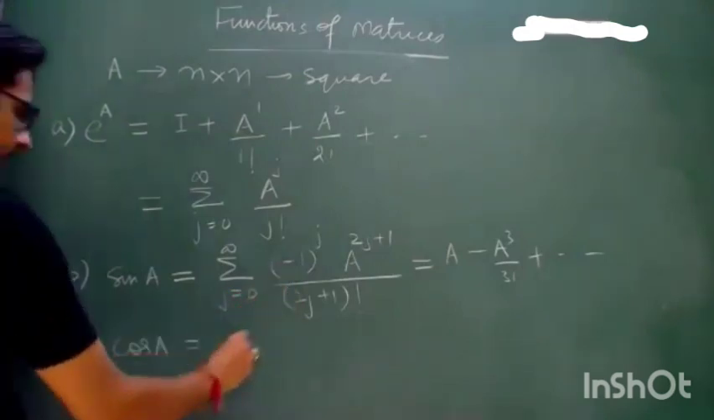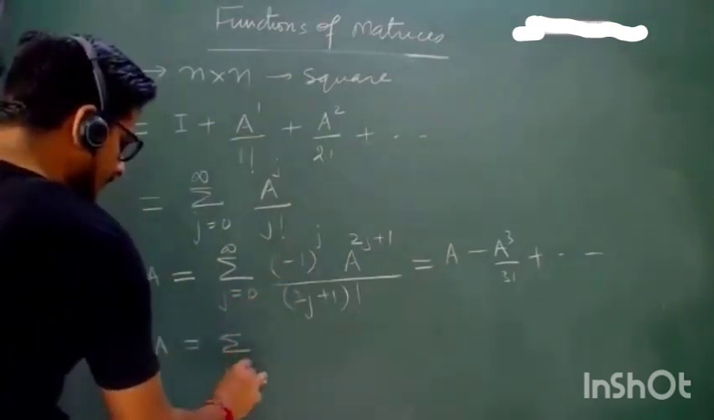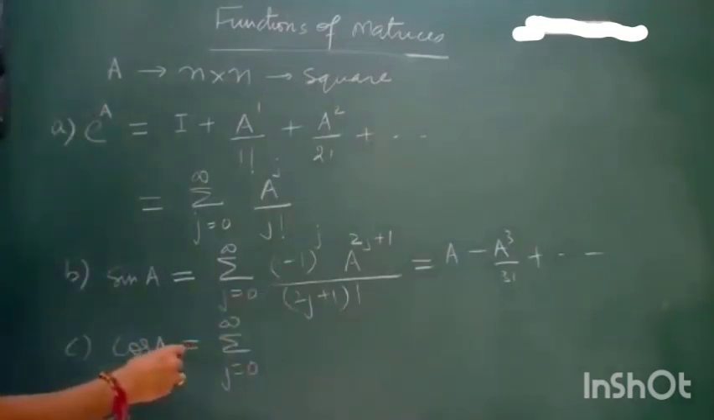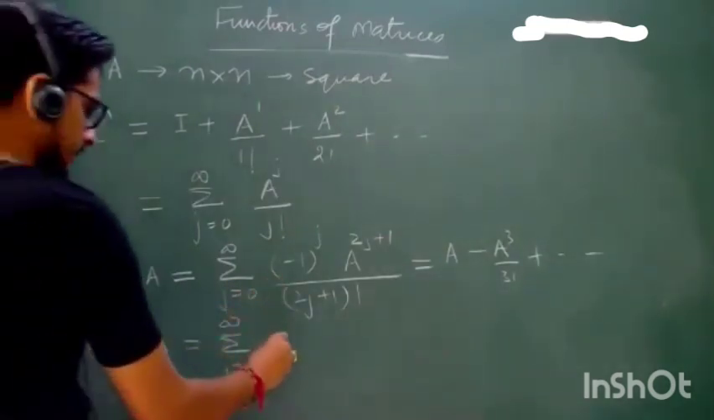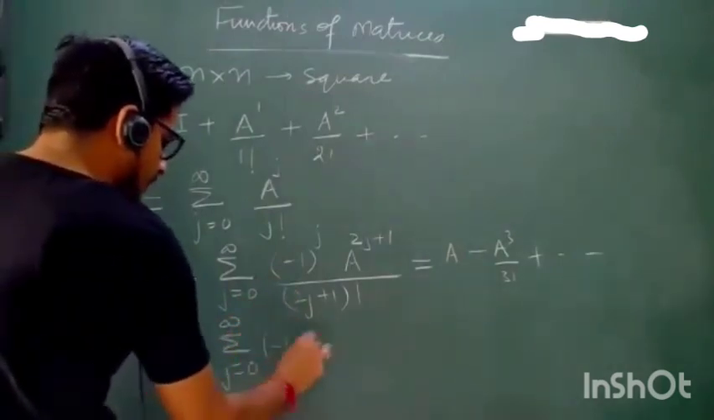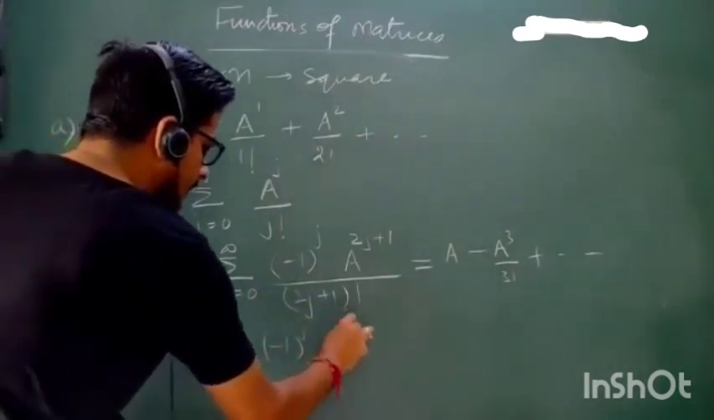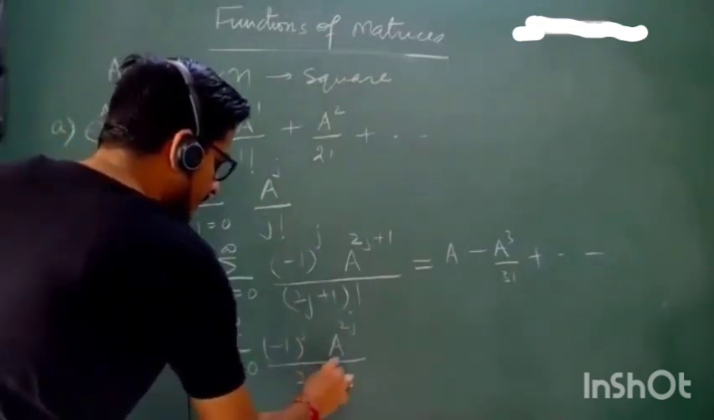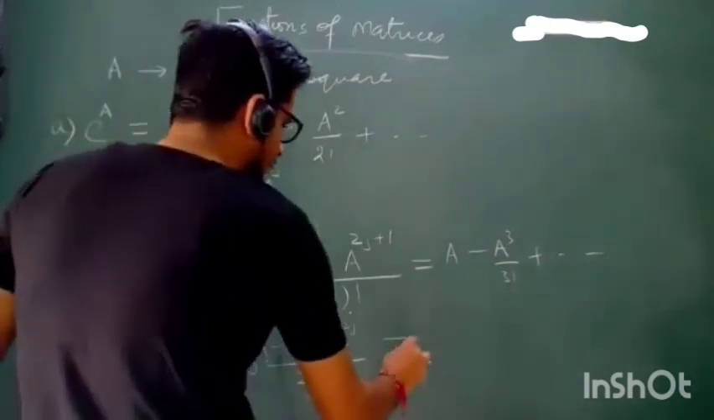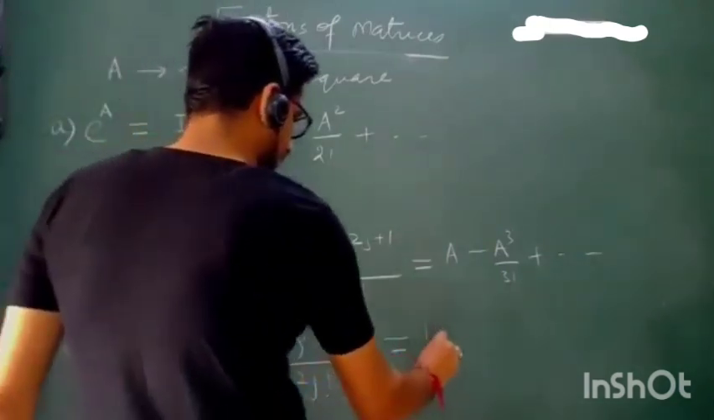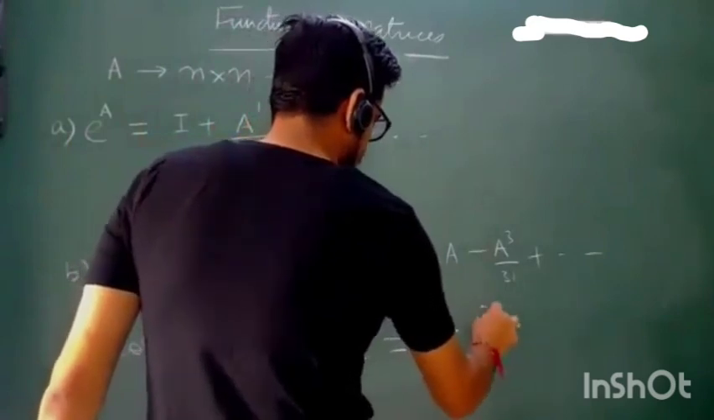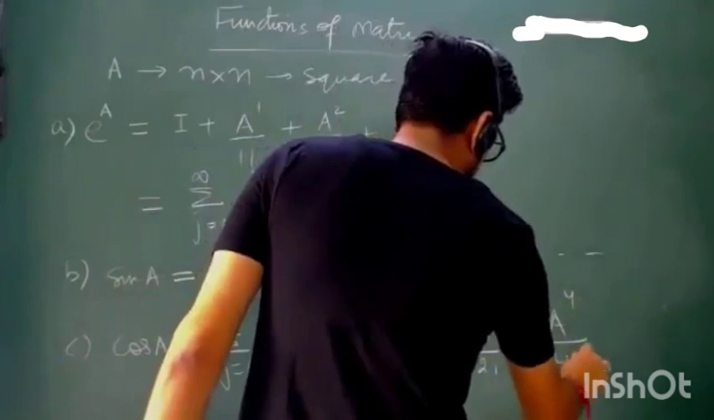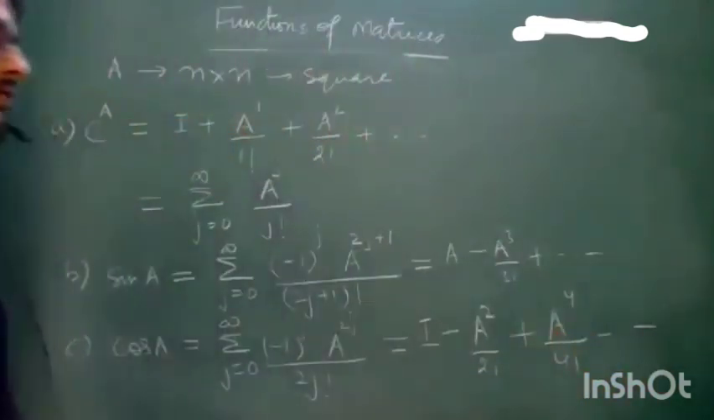So this becomes, summation j is equal to 0 to infinity, minus 1 to the power j, A to the power 2j over 2j factorial. So how will this look? This will look like I minus A square by 2 factorial plus A to the power 4 by 4 factorial minus dash dash dash, the cosine series.